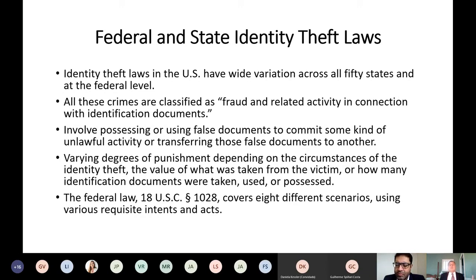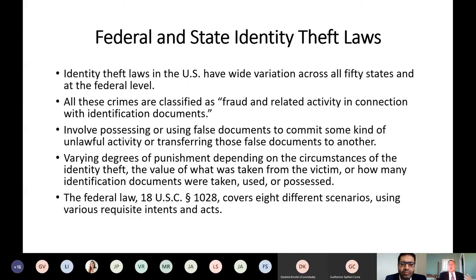And of course, the extent of punishment depends on what you stole, what the value of what you stole is, et cetera. And there are various scenarios in 18 U.S.C. section 1028 that deals with this. But that is, in fact, a set of laws that do exist at the federal level. And this is really a little bit of an exception.